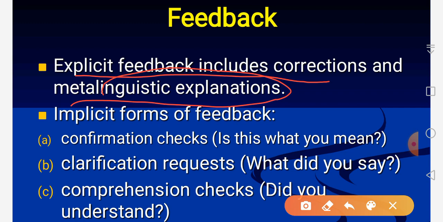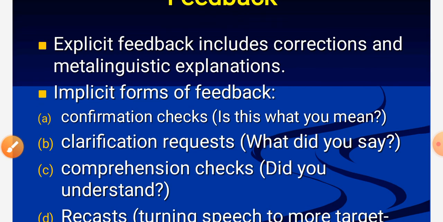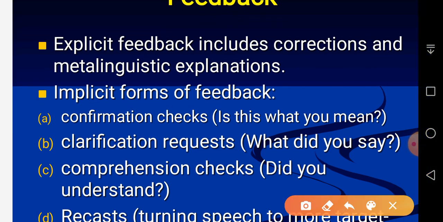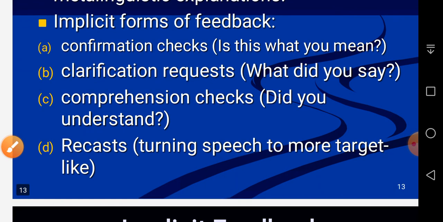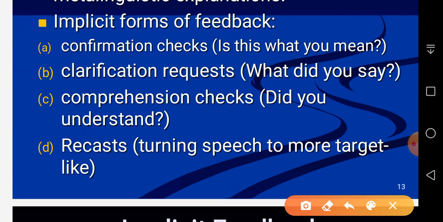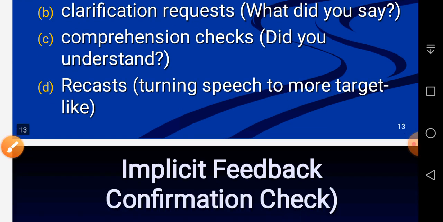But there can be implicit forms of feedback, okay, where you don't tell the learner that there is something lacking. You just use confirmation checks, like, is this what you mean? You can say a clarification request, what did you say? Comprehension checks, like, did you understand? And recast, you may use another phrase in order to indicate the error.